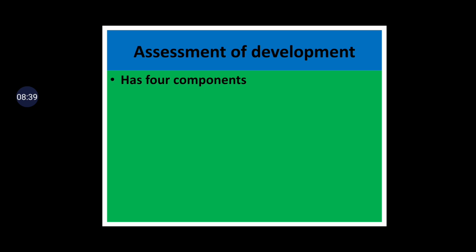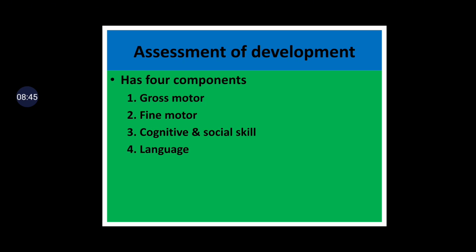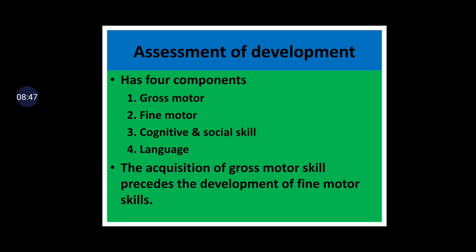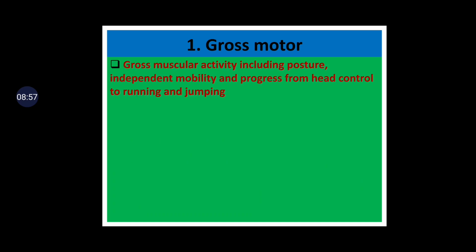Assessment of development. Development has 4 components: gross motor, fine motor, cognitive and social skill, and language. The acquisition of gross motor skill precedes the development of fine motor skills. So let us see one by one. The first one is gross motor. It includes gross muscular activity, including posture, independent mobility, and progress from head control to running and even jumping.